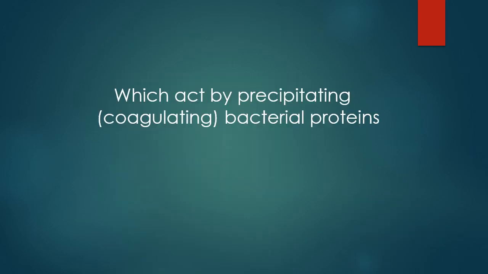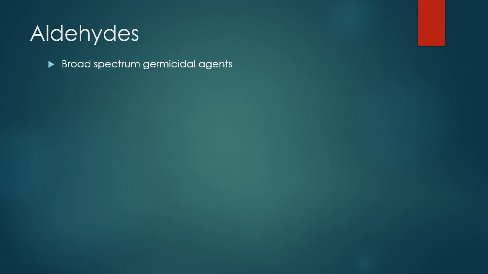So now we are going to talk about individual agents. So first we will see the agents which act by precipitating bacterial proteins. Okay, so the group we are talking about is aldehydes. Aldehydes, they are known as broad spectrum germicidal agent. Why? Because they cover both gram-positive as well as gram-negative organisms, viruses, fungi as well as tubercular bacilli.